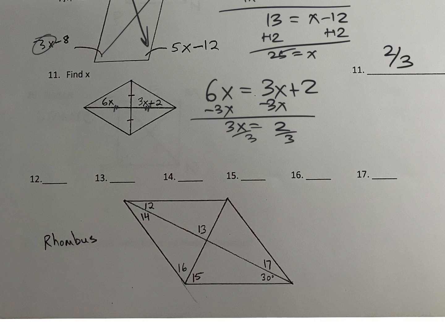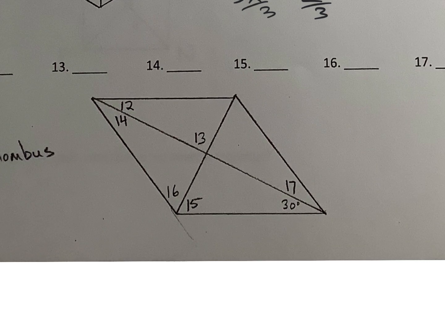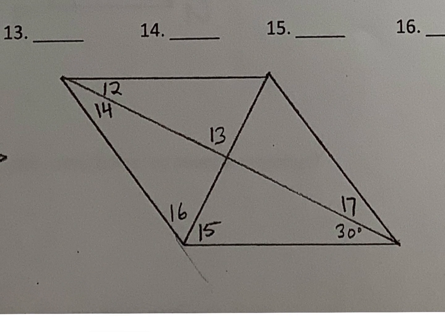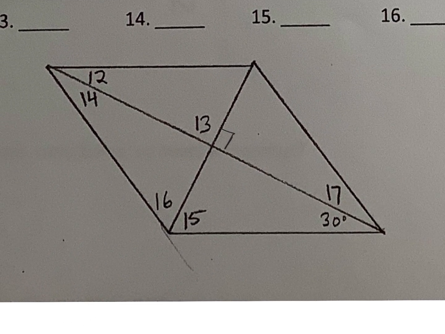All right. Now, 12 through 17. So let's blow this up a little bit here. It says it's a rhombus. Rhombus. That means that this is 90 degrees. Diagonals are perpendicular to each other, and they are angle bisectors. That means this angle is equal to that angle. This angle is equal to that angle. These two angles are equal to each other. They're angle bisectors, only in a rhombus and a square.